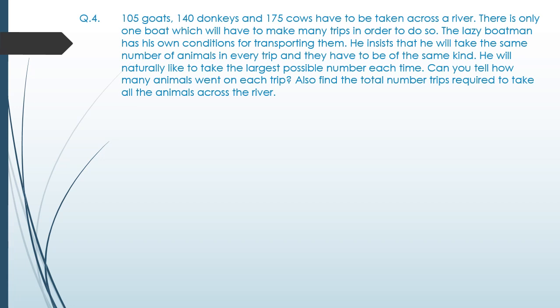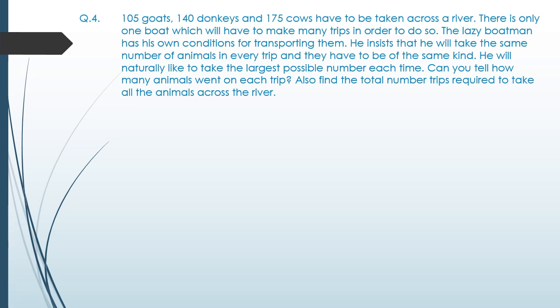What are the conditions? He will be taking an equal number of animals every time, and that too the largest possible number of animals. But the condition is that all the animals should be of the same kind. Means if he is taking goats, then he will be taking all the goats only. If he is taking some donkeys, then he'll be taking all the donkeys together, like this. Getting it? Now they have asked us to find the number of animals which he can take across the river in each trip.